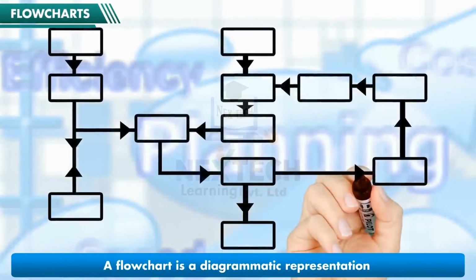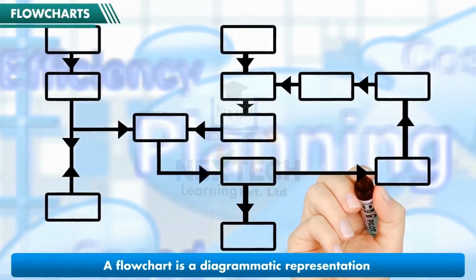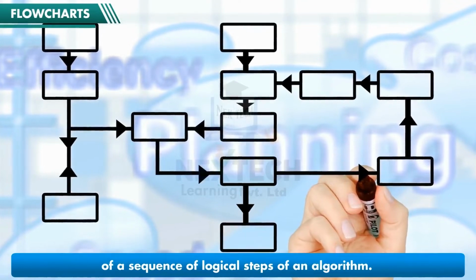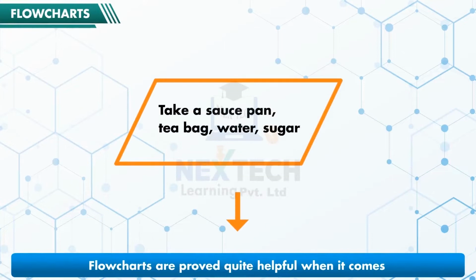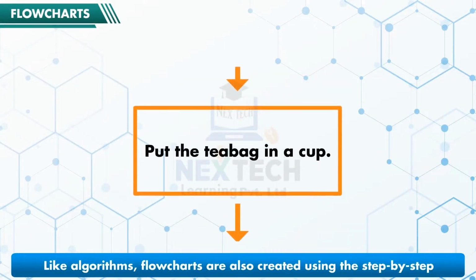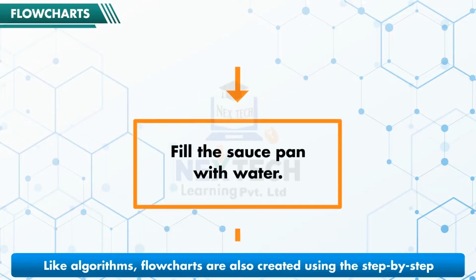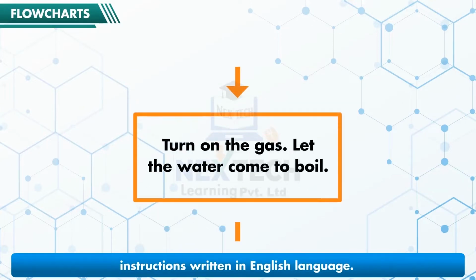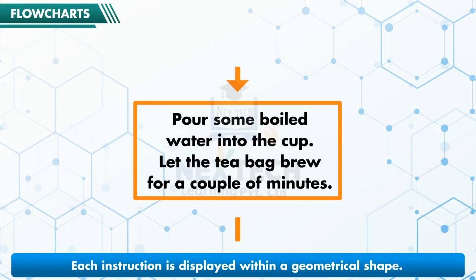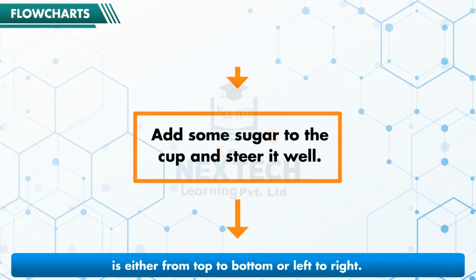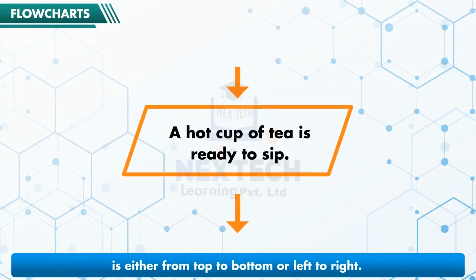Flowcharts. A flowchart is a diagrammatic representation of a sequence of logical steps of an algorithm. Flowcharts prove quite helpful when it comes to analyzing the logic of a program. Like algorithms, flowcharts are also created using step-by-step instructions written in the English language. Each instruction is displayed within a geometrical shape. The general direction of program flow in a flowchart is either from top to bottom or left to right.